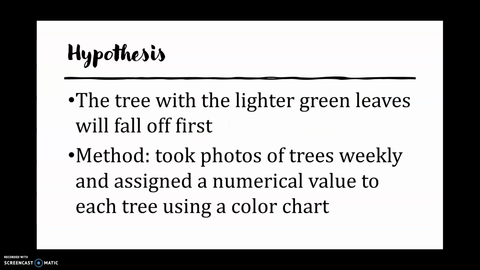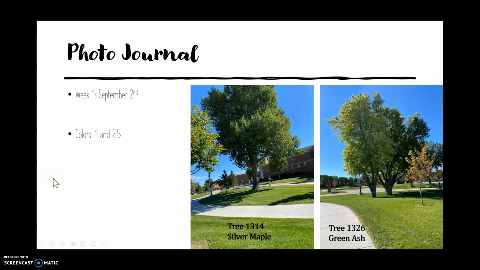So my hypothesis was that I picked two trees. They were about the same size. One tree had darker leaves and one tree had lighter leaves. I predicted that the tree with lighter green leaves would fall off first, and my method was to take photos of both trees weekly and assign a numerical value to each tree using the color chart that was provided in class. So here are my two trees.